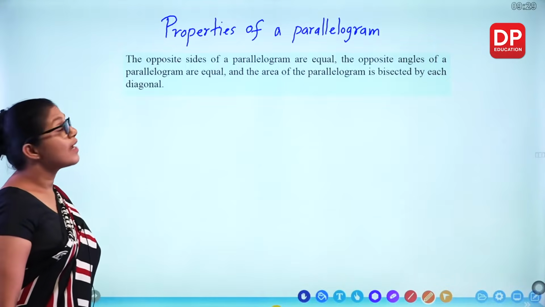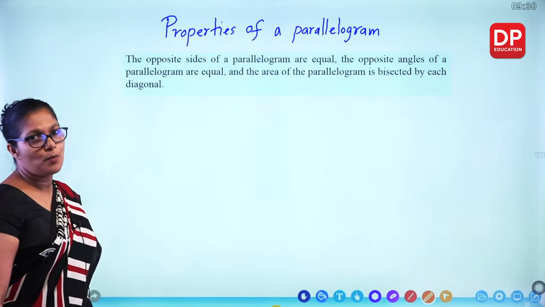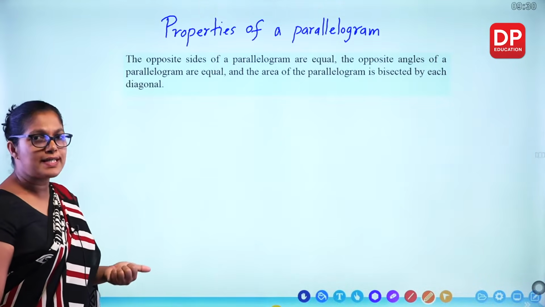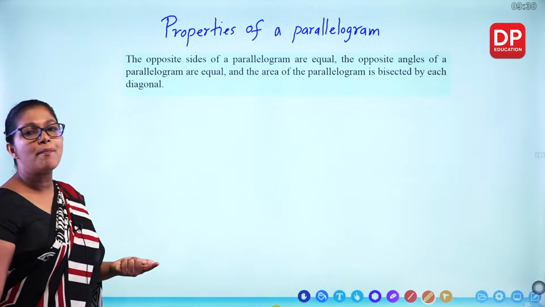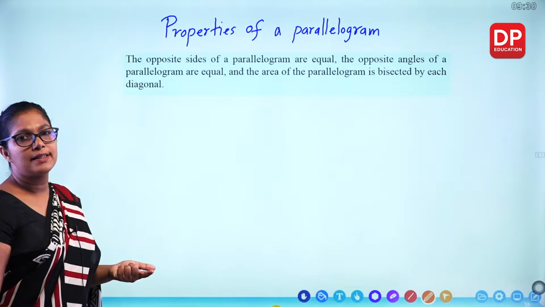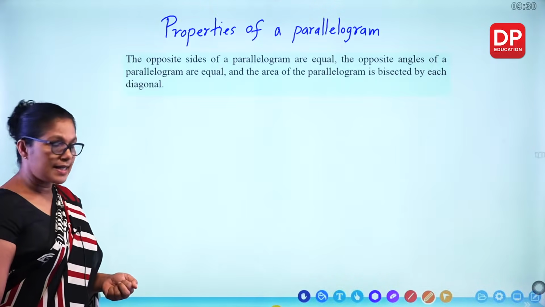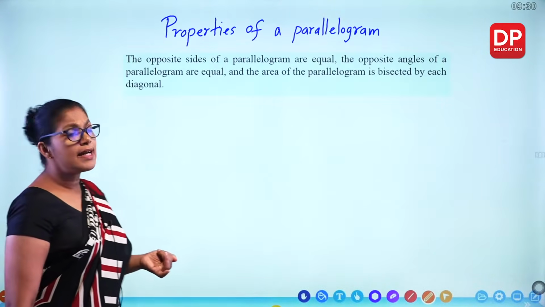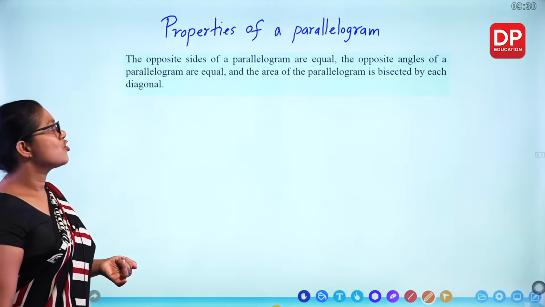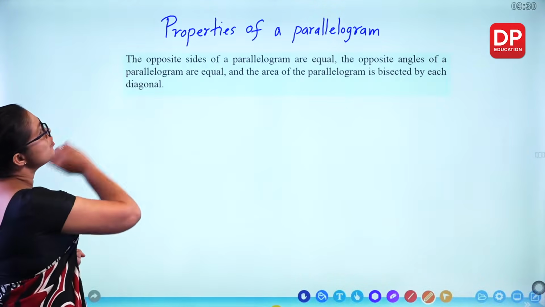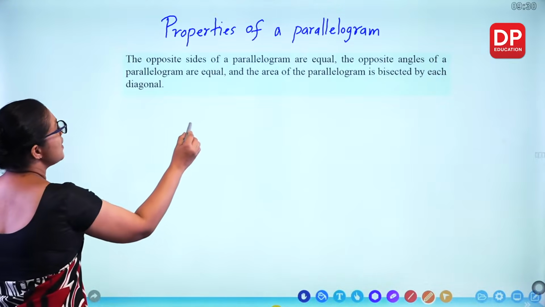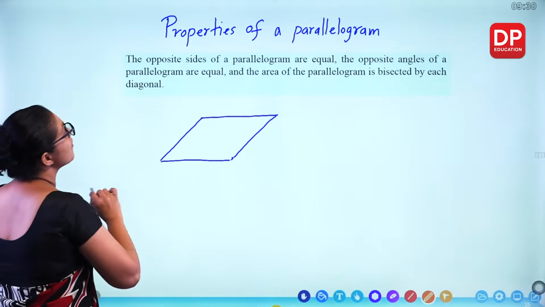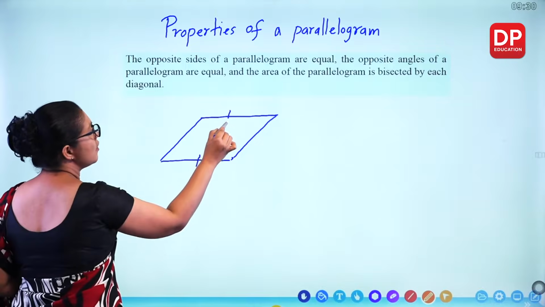Now we'll look at those properties of a parallelogram. We did two theorems. What's the first theorem? Opposite sides are equal, opposite angles are equal. The area of a parallelogram is bisected by the diagonals. And the second theorem says diagonals of a parallelogram bisect each other. Now when you take all these, we can say when you take a parallelogram, opposite sides are equal.